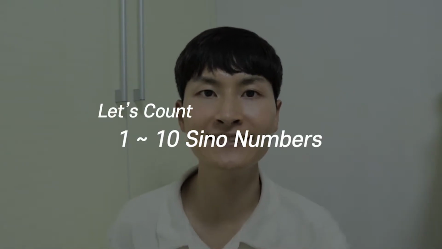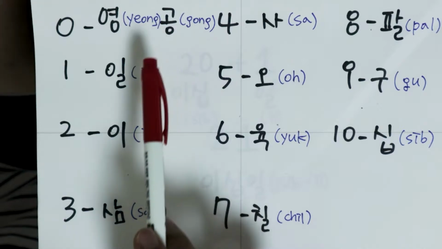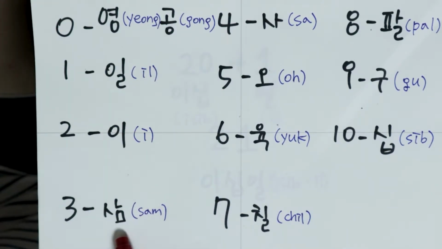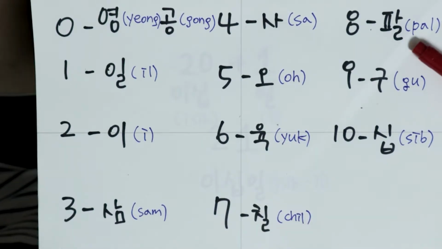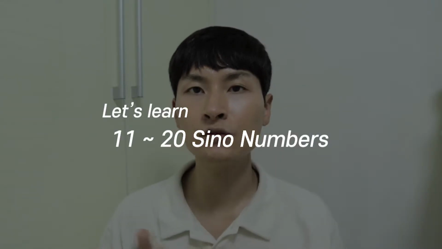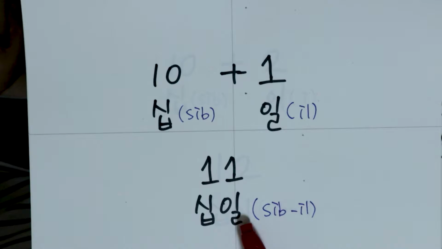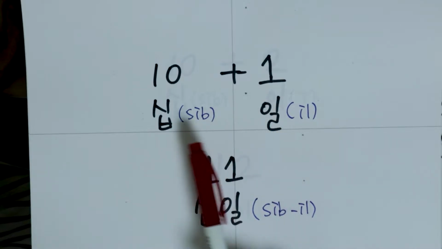Before going further, let's learn how to count 0 to 10 in Sino Korean. This one is 영, or sometimes becomes 공. 1, 2, 3, 4, 5, 6, 7, 8, 9, 10. Then let's learn from 11 to 20. You have to memorize the number counting rule. When you count the Korean Sino numbers over 10, you have to put together numbers. For example, 11. This is 10 plus 1. So you have to say 11.